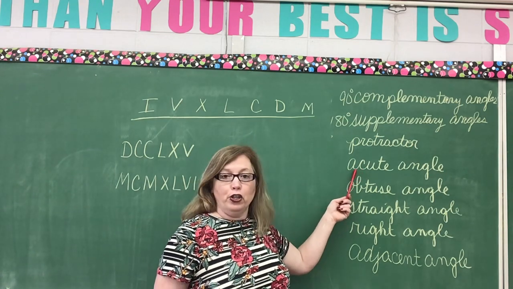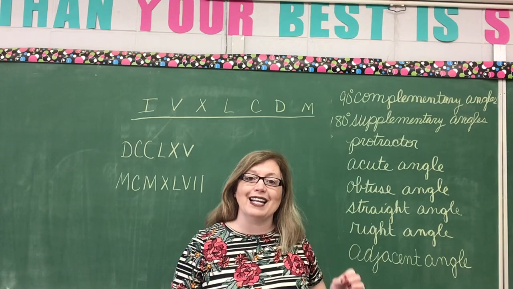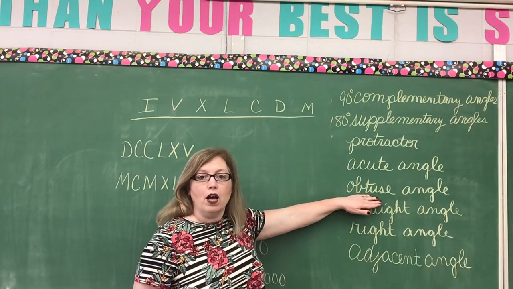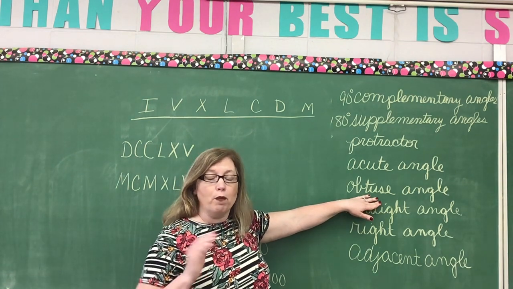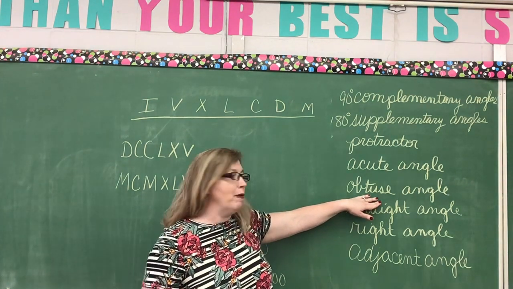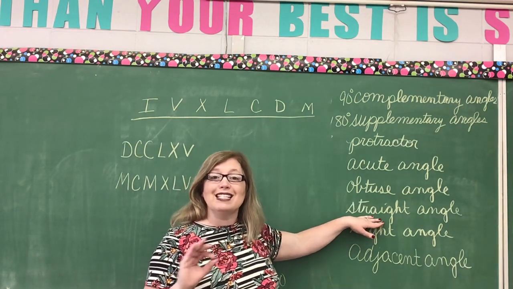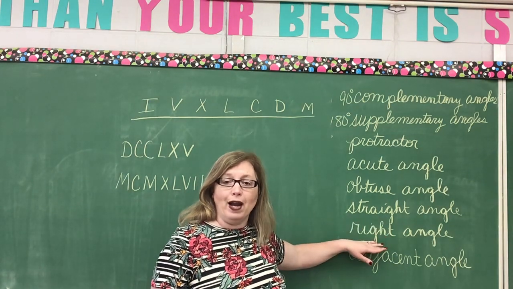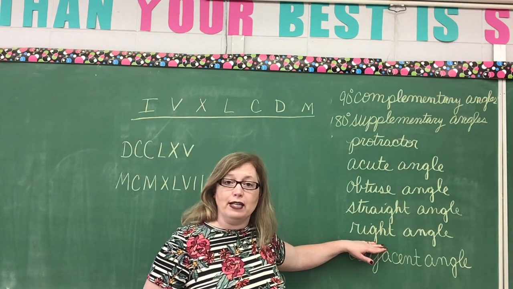Next, an acute angle. Acute angles are angles that are less than 90 degrees when measured. Obtuse angles. Obtuse angles are angles that are more than 90 degrees when we measure them. A straight angle. A straight angle equals exactly 180 degrees when measured. A right angle. A right angle measures exactly 90 degrees when measured.